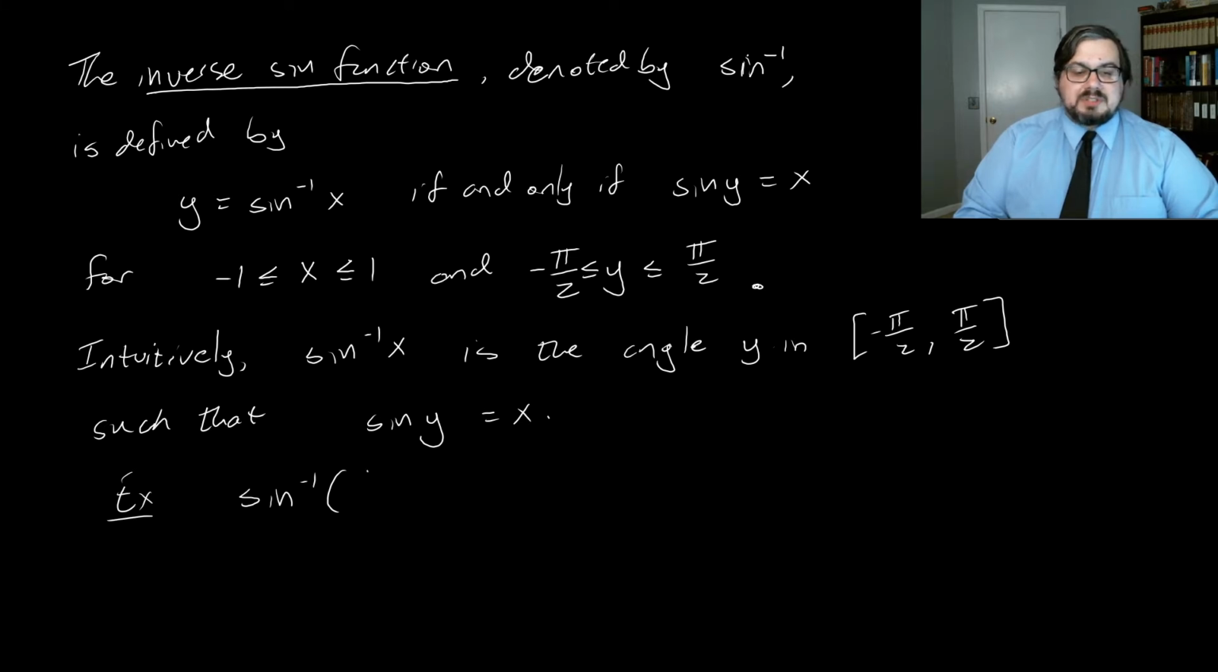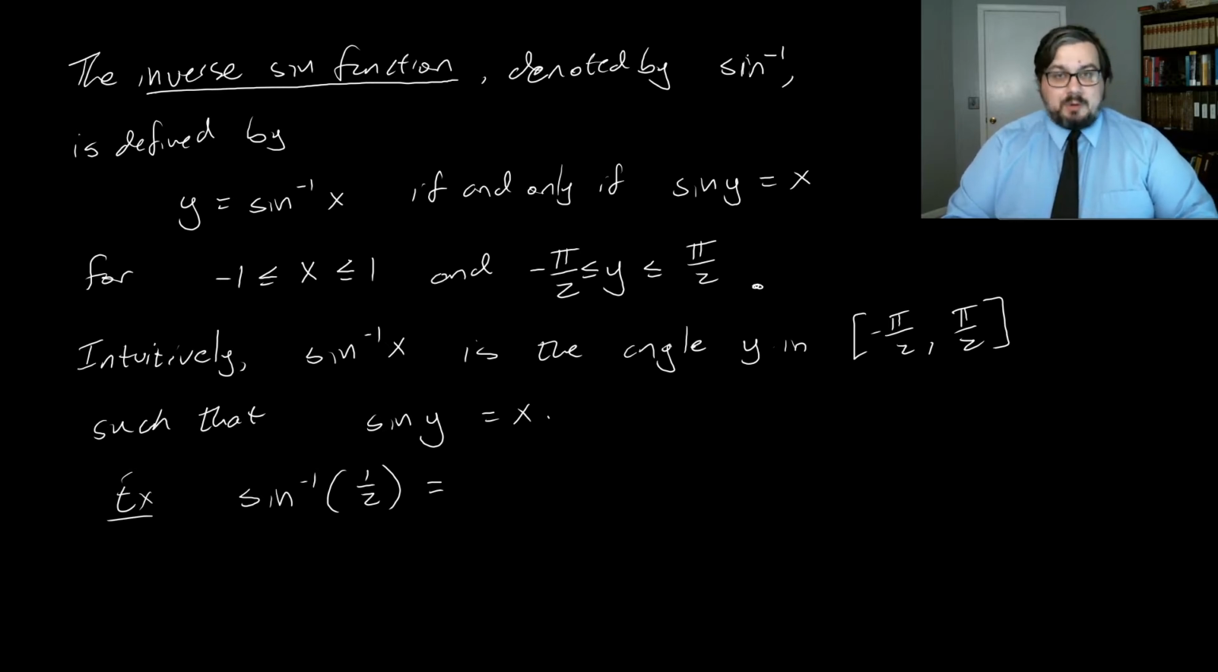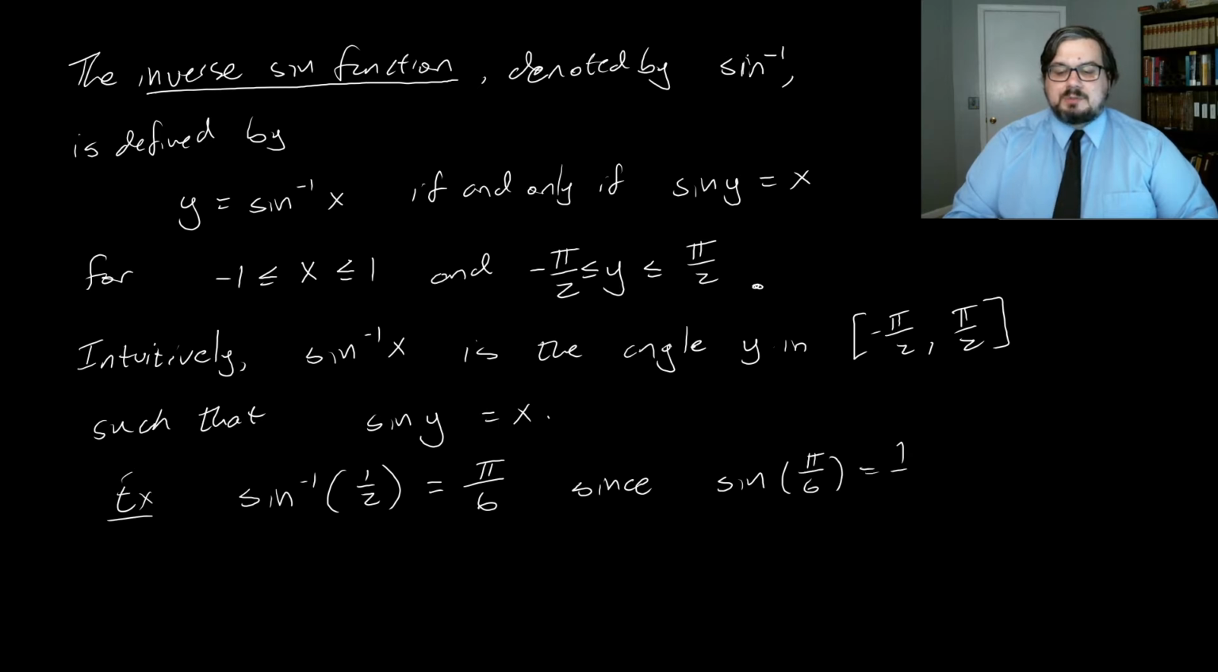Let's look at inverse sine of 1/2. Now, we know that there are lots of angles that have a sine value of 1/2, but only one of them lies in the interval from negative pi over 2 to pi over 2. And we know that's always going to be the case. There's only ever going to be one answer to this question within the interval from negative pi over 2 to pi over 2. So inverse sine of 1/2 is pi over 6. And this is since sine of pi over 6 equals 1/2, and pi over 6 lies between negative pi over 2 and pi over 2.